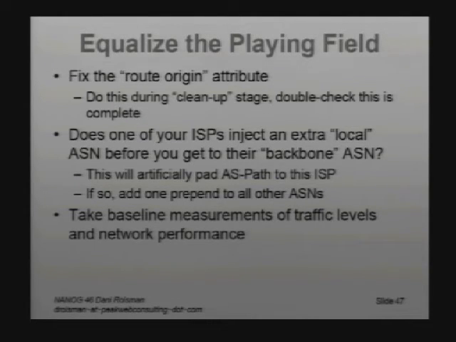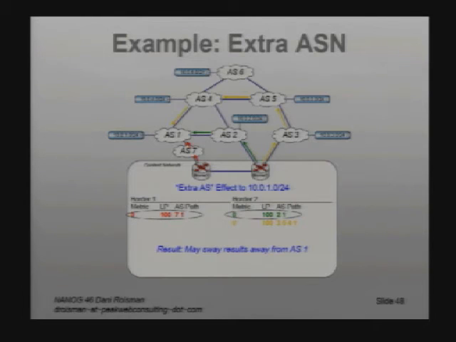It adds one extra AS hop, which is really of not much consequence, but it will affect your routing decisions. So if so, equalize the playing field by adding one hop to everybody else. And once you've done that, you take your baseline measurements, your traffic levels, your performance, make sure your customers are happy, you're not congesting your links, and decide where to go from there. Let's go in depth here about that extra ASN.